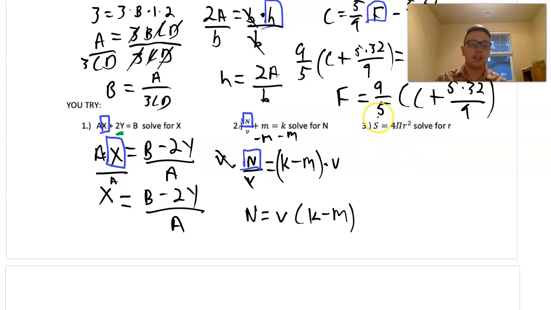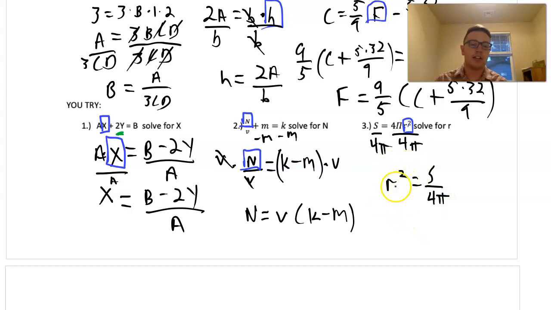All right, what about for this one? It's a little bit trickier. Think about how we'd get rid of that square. All right, let's start by figuring out what we need to get by itself. We need to get r by itself, so we need to get r squared by itself. How would we do that? Well, we need to get this 4 and pi out of the way. They're kept together by multiplication, so we're going to divide by 4 pi. And what we're left with is r squared is equal to s over 4 pi.